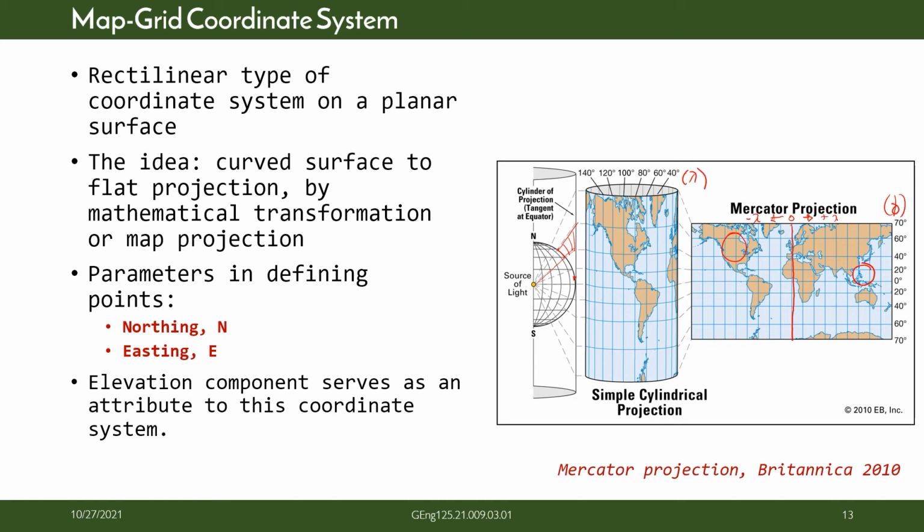For this one, the elevation component will serve as an attribute to this coordinate system, because this is flat. For example, you have your point here, it has a corresponding coordinate, and you can only attribute its elevation. Let's say elevation is 10 meters. So that's how you define its position and add its elevation component.